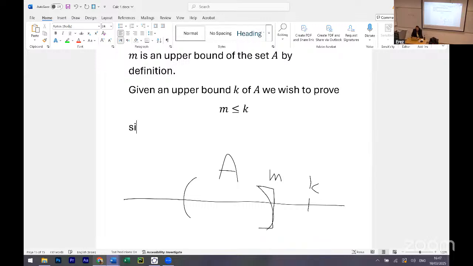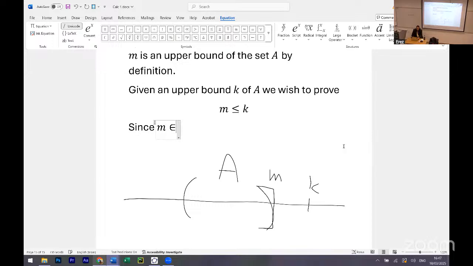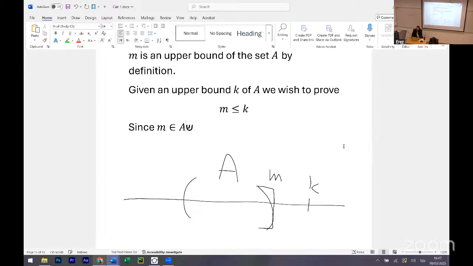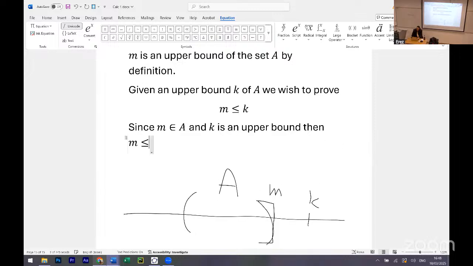Since M is a member of A and K is an upper bound, then M is less than or equal to K. And it's funny to see it like that, but that's the very definition. The definition of an upper bound is a number which is larger than everyone in the set. But M is a member of the set, so specifically, K must be larger than M as well. It's larger than everyone. Okay, so we finished this example. It seems a bit like magic, but that's true. And it's also true in general in discrete mathematics. The maximum is always the supremum, and the proof is the same.